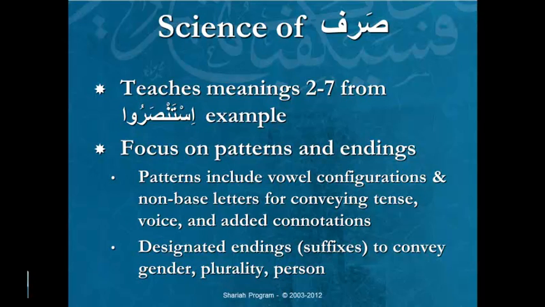Okay, by patterns we mean the vowel configurations and the non-base letters that might be there in addition to the 3 letters, the initial ones. There might be more, there might be a 4th and a 5th. So that's part of the patterns, and together all of that gives you the tense, the voice, and the added connotations. In our example, the tense was the past, the voice was active, and the added connotation was the notion of seeking, and it could be other connotations beyond that, like hyperbole.